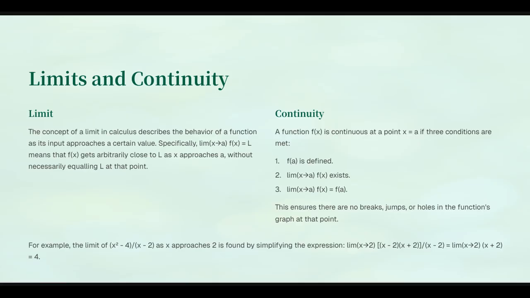So what do we mean when we talk about continuity? So we say that a function f of x is continuous at x equals a if we have three conditions. F of a is defined, the limit of f of x as x tends to a exists, and the limit of f of x as x tends to a is equal to f of a.